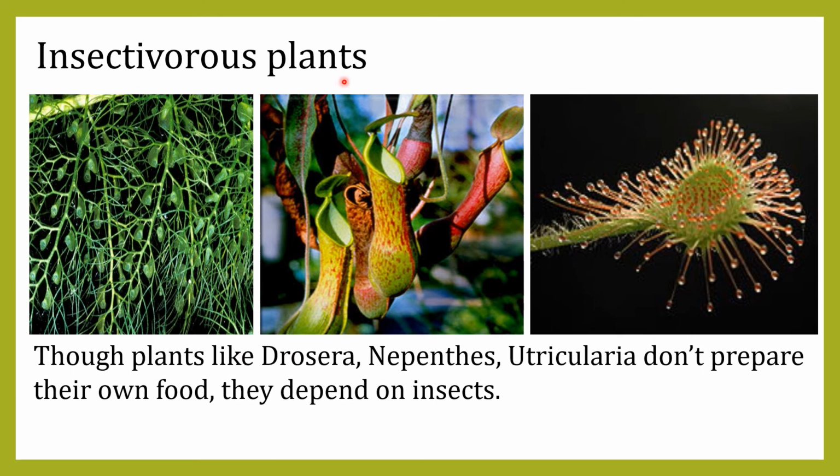These are insectivorous plants. These plants, children, they don't depend on their own, means they don't prepare food on their own. They depend on the insects. So if any insect comes and sits on it, it will grab it, it will swallow it, and it will suck the insect and it will live. That is the only food for those insectivorous plants. About this you will be learning in the higher classes.